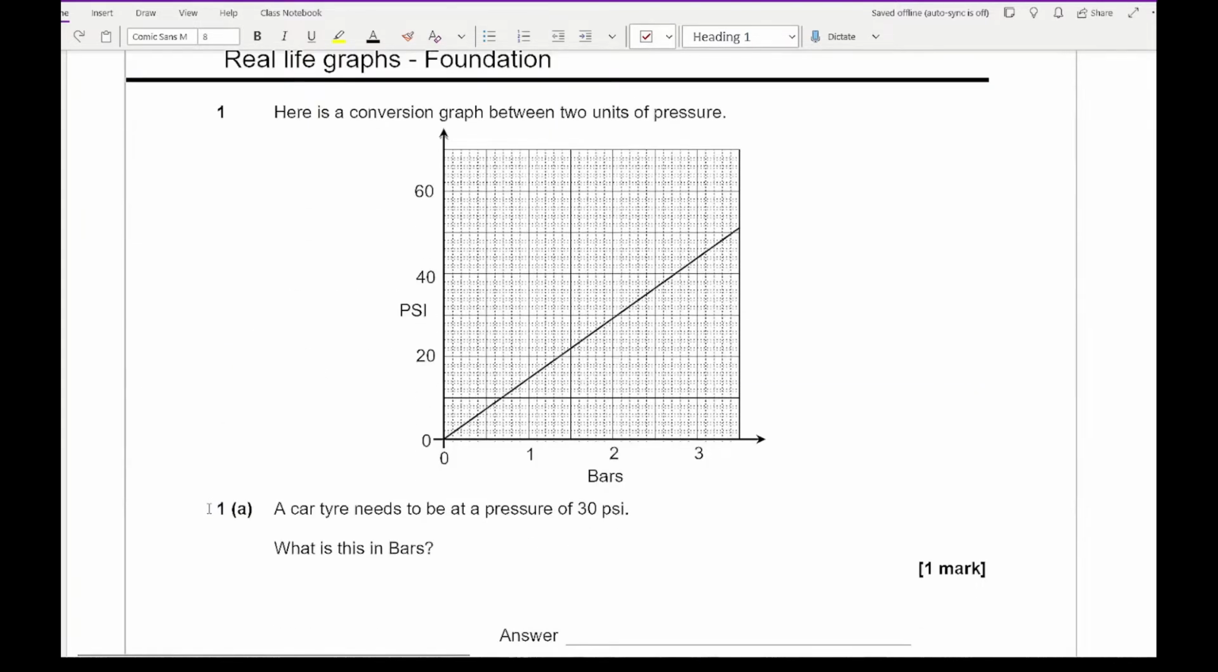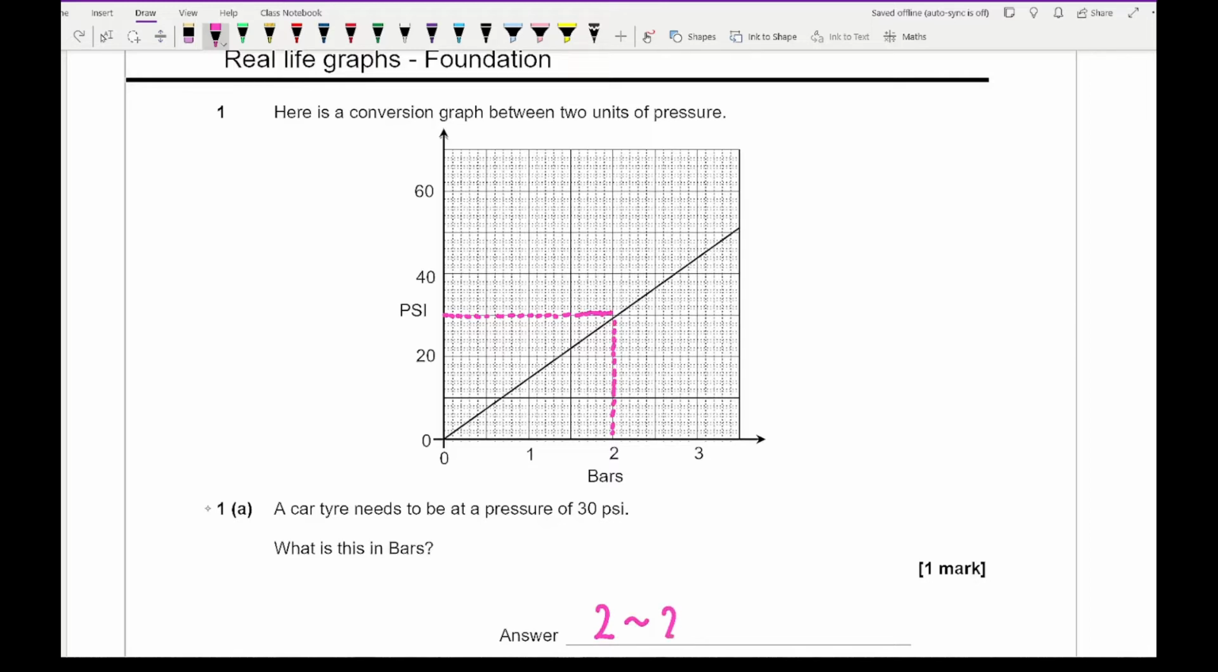So question 1 says, here is a conversion graph between two units of pressure. So we've got PSI and we've got bars. Now a tyre needs to be at a pressure of 30 PSI. What is this in bars? So what we need to do for this particular question is to look at PSI and we're looking for 30. So that's going to be at this point here. And what we need to do is just project horizontally until we hit that line and then just go down. And that works out to be anywhere between 2 and 2.1 bars.